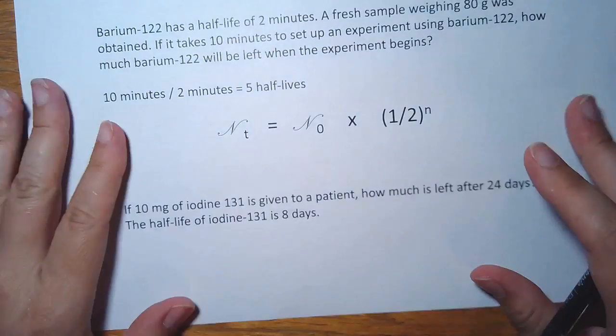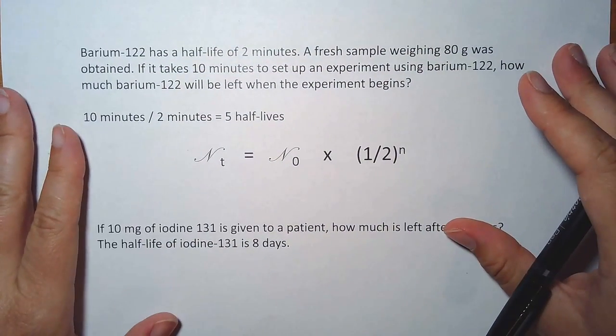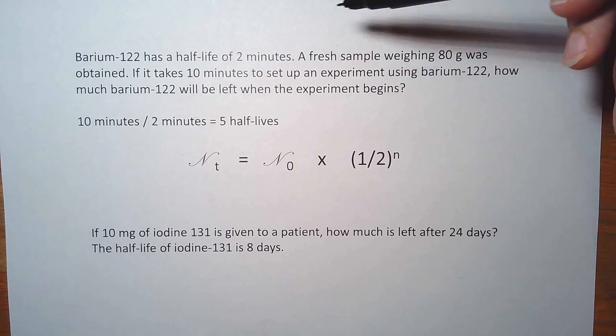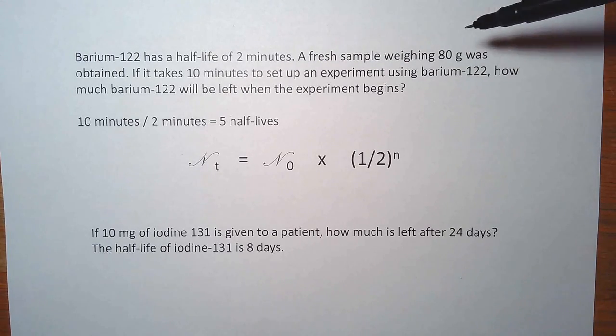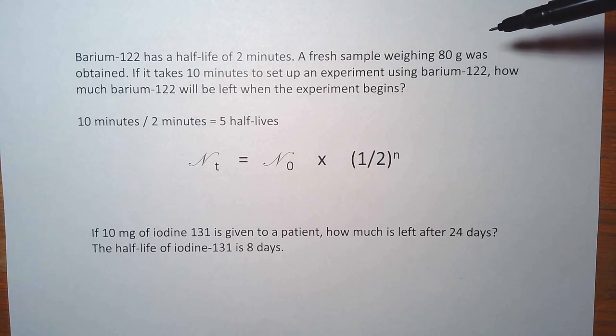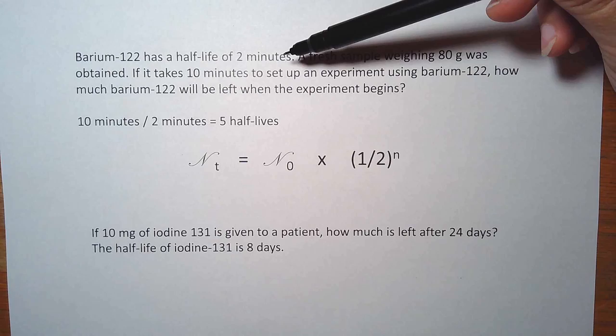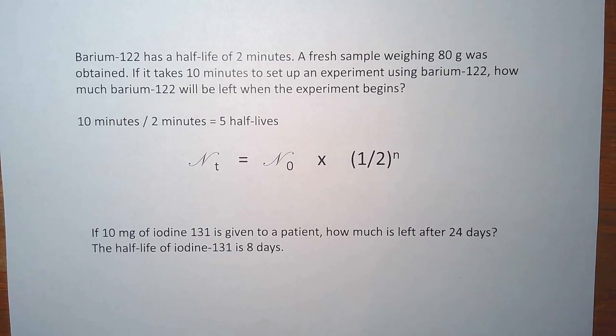So let's try this out. Barium-122 has a half-life of 2 minutes. We originally have 80 grams of our barium, but it takes us 10 minutes to set up our experiment. How much barium are we going to have left when we actually start our experiment?